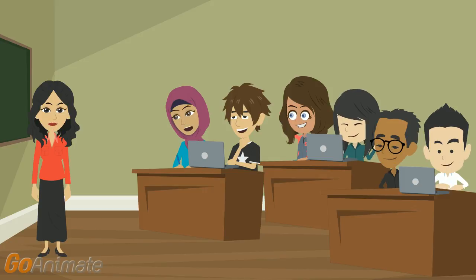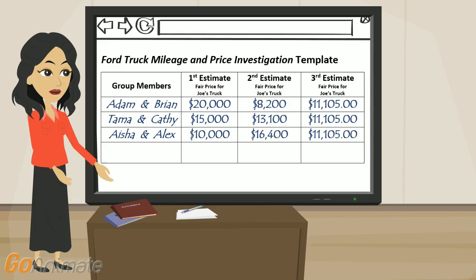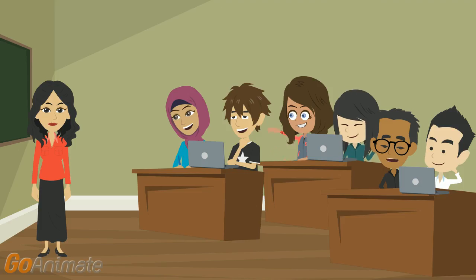We have found our least squares regression line using the dynamic software, and it gives us a value of $11,105. So Joe should be able to sell his truck for this amount. Very good. Let's look at what all of the groups have in the Google Doc. We can see that everyone came up with the same result, $11,105. Do you think this is a reasonable answer? It does seem like a reasonable price for Joe's truck.